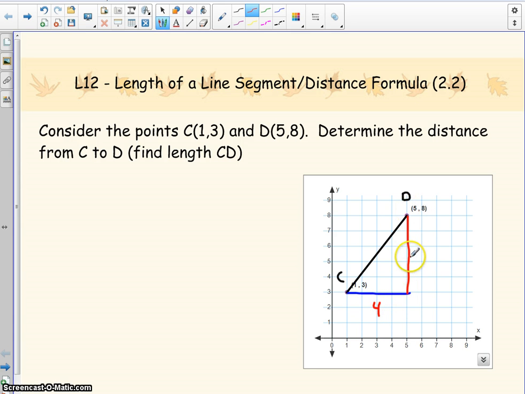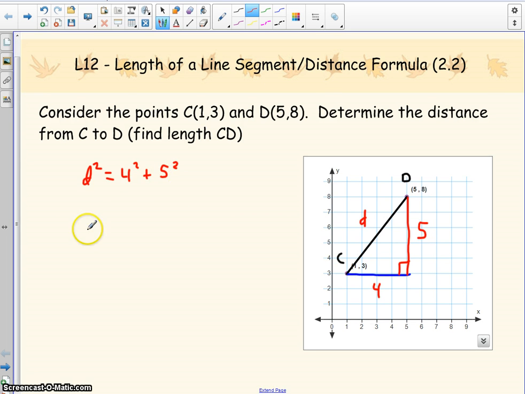This is a distance of 4. And along the vertical component, you're going from 3 up to 8, so this is a distance of 5. If you want to figure out this distance here, what you've actually created is a right triangle. So you can say that d squared is going to be equal to 4 squared plus 5 squared.